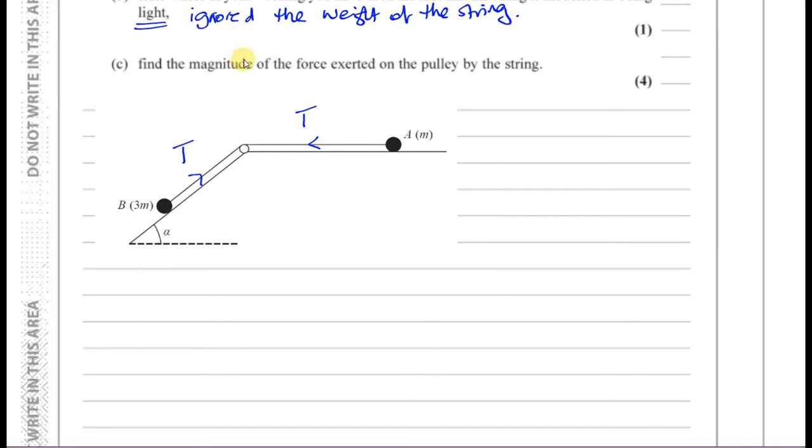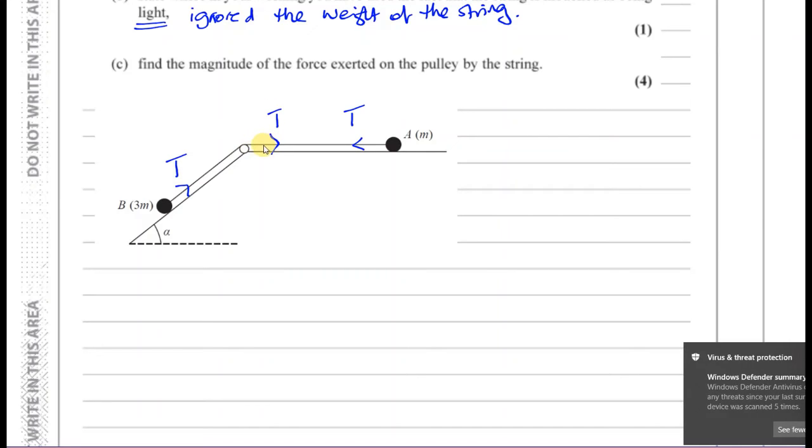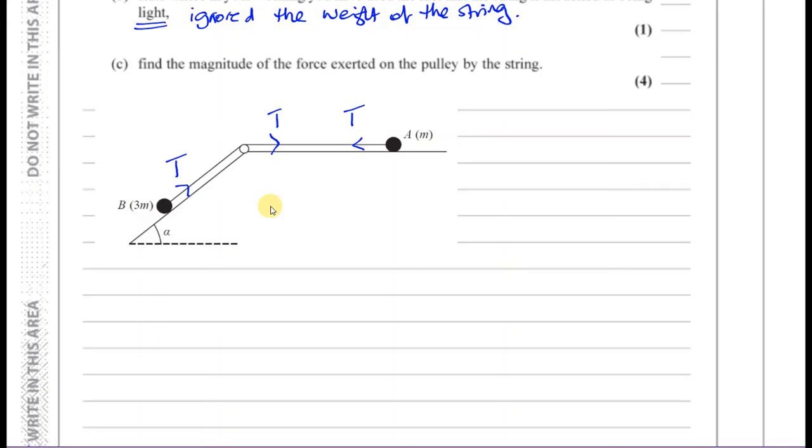Now this angle here is alpha, so we're going to find the resultant force that's acting on the pulley. If we think about it, this is the tension acting on the particle here, and this is the tension acting on the string. Now there's also going to be a tension acting next to the pulley in the opposite direction in the string. There's going to be a tension acting in this direction, pulling on the pulley, and similarly here. We're considering the pulley.